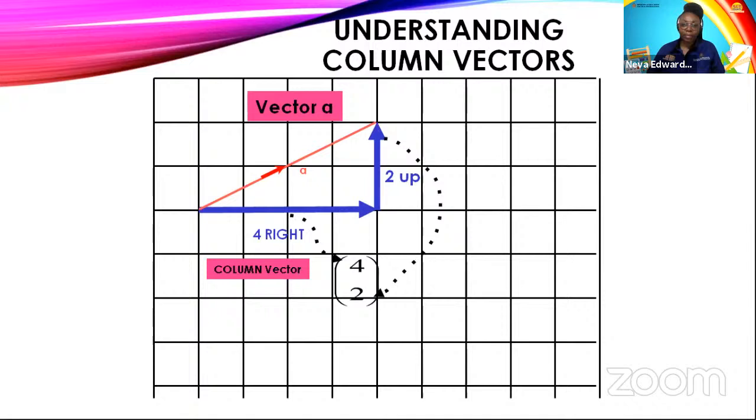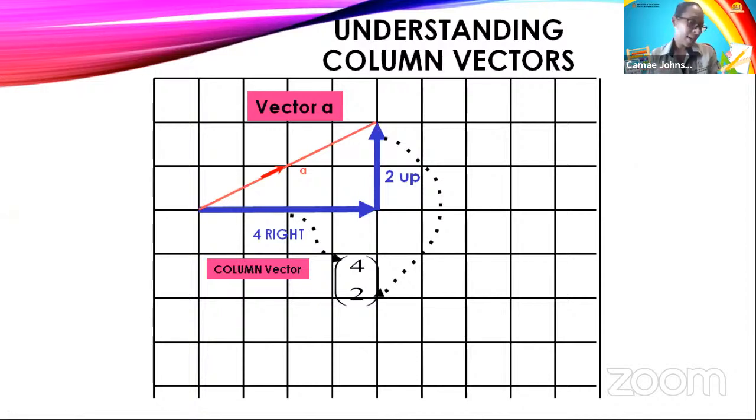So, Camille, if a student saw the column vector 4, 2, what kind of understanding would they need to either represent this vector or to have in the back of their mind to say, all right, if I see the vector 4, 2, this is what it really means.